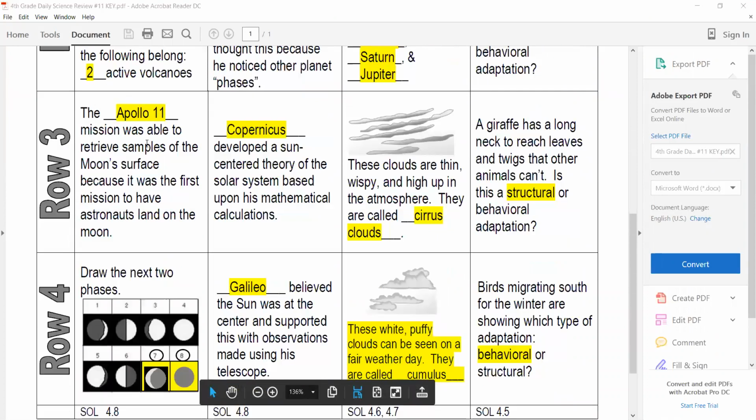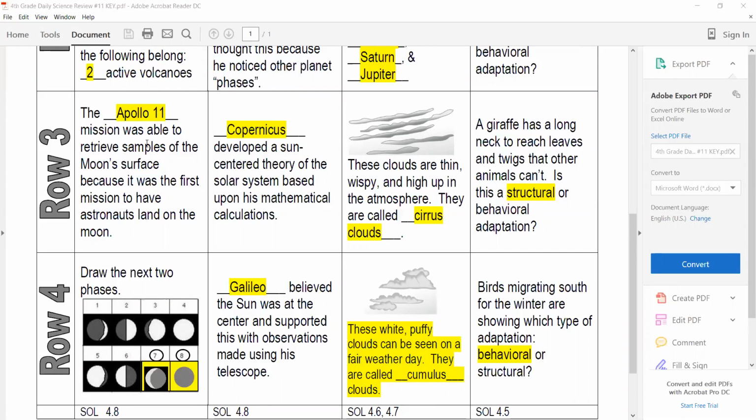Apollo 11 was the mission that was sent to the moon to retrieve samples. Copernicus, he was the first to come up with the idea that the sun is actually the center of our universe. And he based this off mathematical equations.